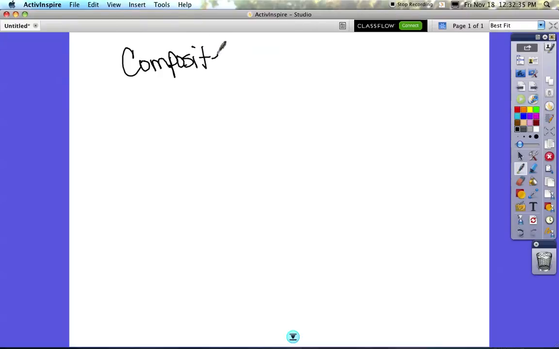Okay, today's lesson is going to be on composite functions. So, when you hear the word composite, what does it make you think about? Compost. All right, compost, which is typically made up of what? One type of garbage? All types of garbage, okay?